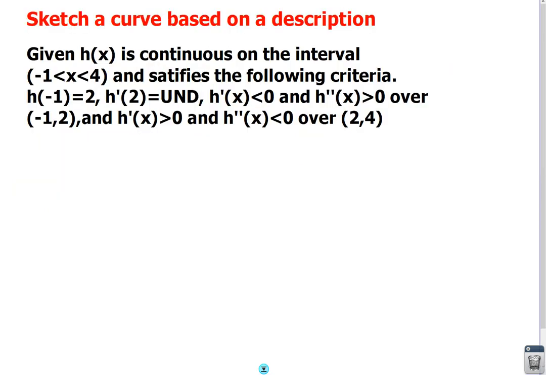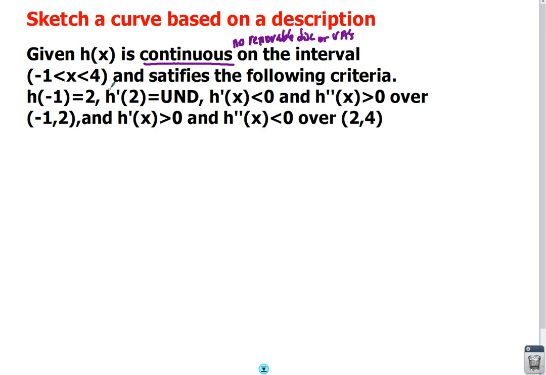Sketch a curve based on a description. So, given h of x is continuous on the interval, if I see this, that means there are no removable discontinuities, meaning like a hole above it or something, or vertical asymptotes. Okay, none of those. From -1 to 4, so it's only continuous from -1 to 4. All right, and it satisfies the following criteria. That's all we want.